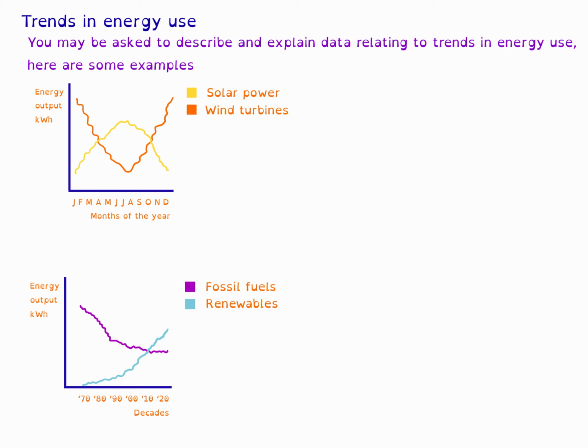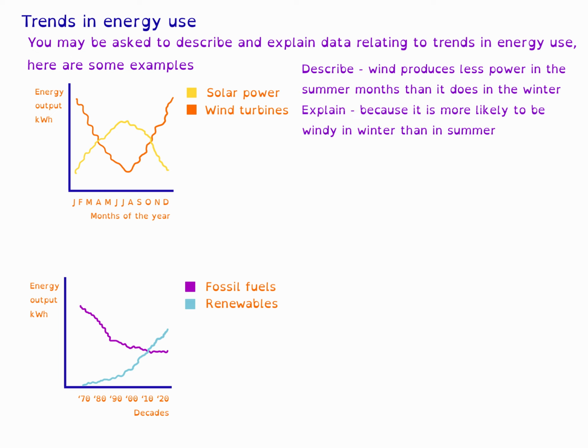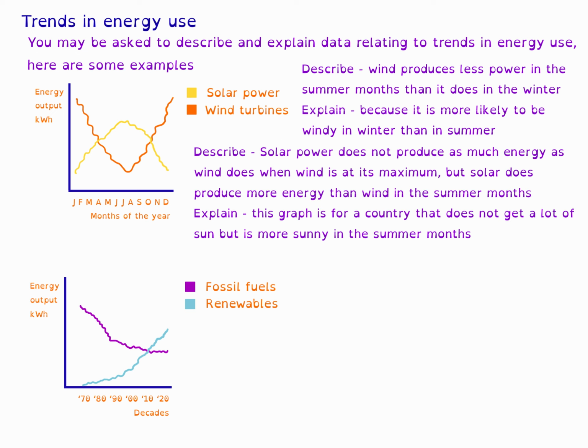Here are some examples. Description of this graph might be: the wind produces less power in the summer months than it does in the winter. And the explanation would be because it's more likely to be windy in winter than in summer. Description: solar power does not produce as much energy as wind does when wind is at its maximum, but solar does produce more energy than wind in the summer months. The explanation: this graph is for a country that does not get a lot of sun but is more sunny in the summer months.